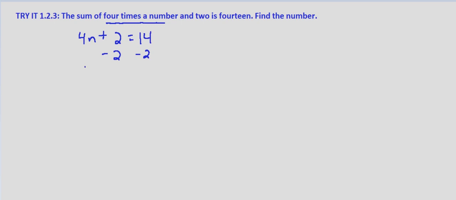Subtract 2 from both sides. We get 4n equals 12. Divide both sides by 4. And we get n equals 3.